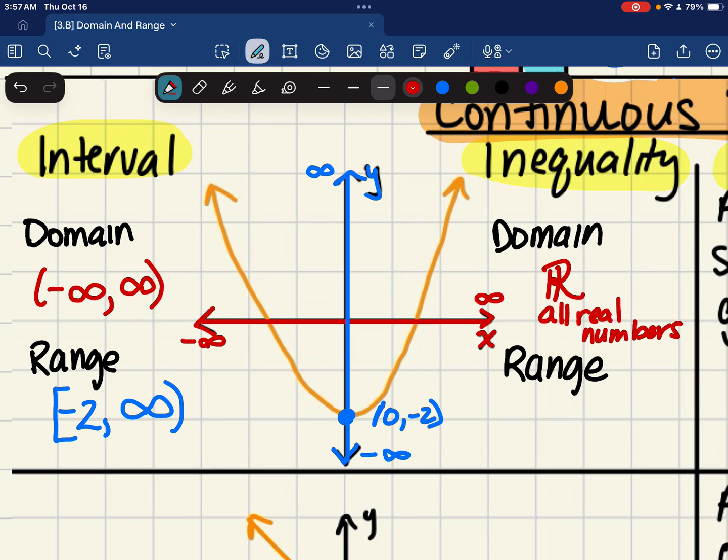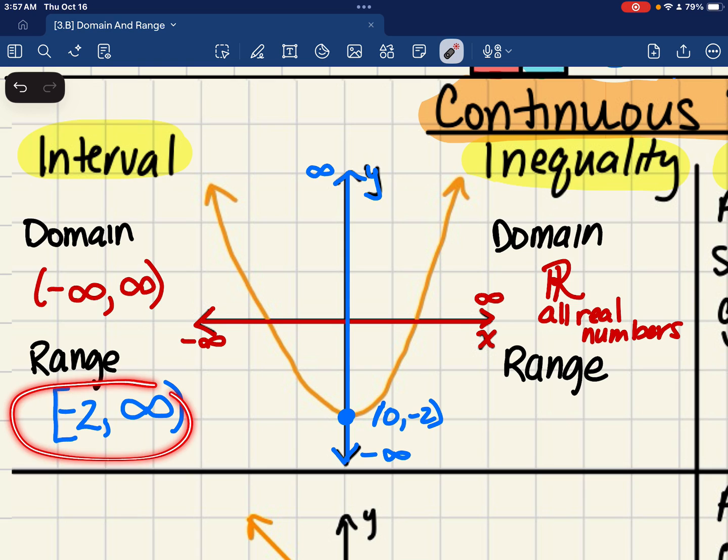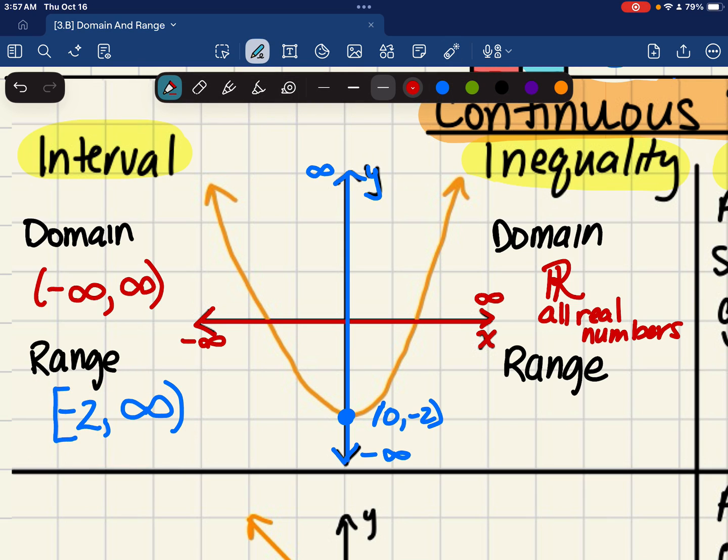That's how you say negative infinity to infinity with quicker handwriting. It's the funny letter R, all real numbers. Now, I can write an inequality from this one because there's a number available. So remember, the range is talking about y values. So I'm going to use the letter y, and I'm going to use the number 2.